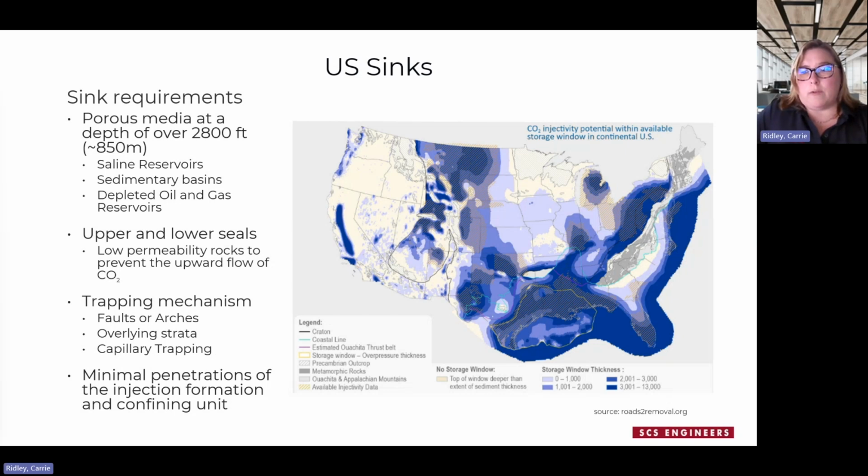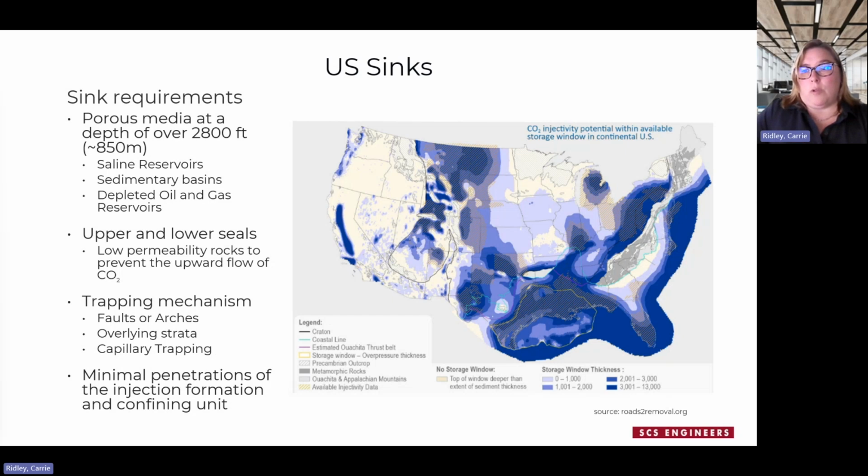Looking locally, however, a storage site must have not only the proper depth, but a proper seal to prevent leakage from both above and below the storage zone, meaning there needs to be thick layers of low permeability rocks, such as shale, above and below the injection zone. Granite is often used, the basement, as the lower seal, provided there's not significant faulting, which could lead to induced seismicity, which is a concern for storage sites.